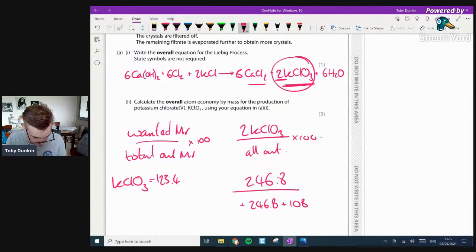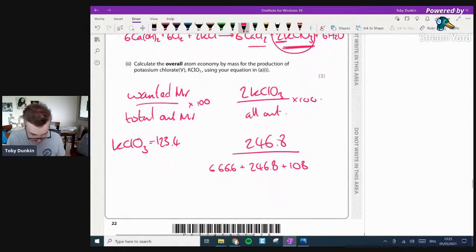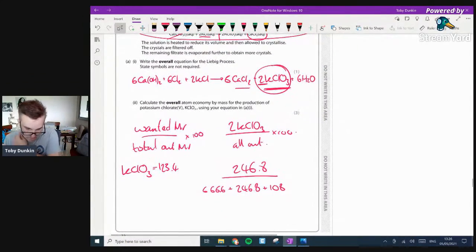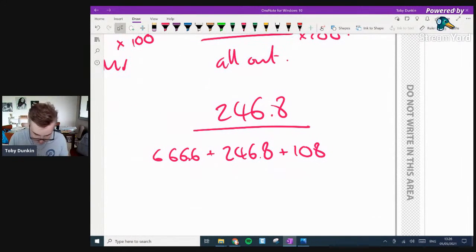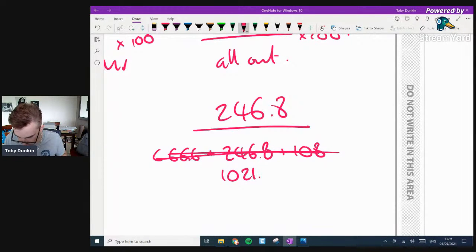CaCl2, which is calcium at 40.1 plus chlorine at 35.5 plus 35.5. But then we need to multiply that by 6, which gives 666.6. Okay, add all those together. It's a terrible atom economy. It's all the calcium chloride waste. Boatloads of it. Nasty. So 666.6 plus 246.8 plus 108 equals 1,021.4.